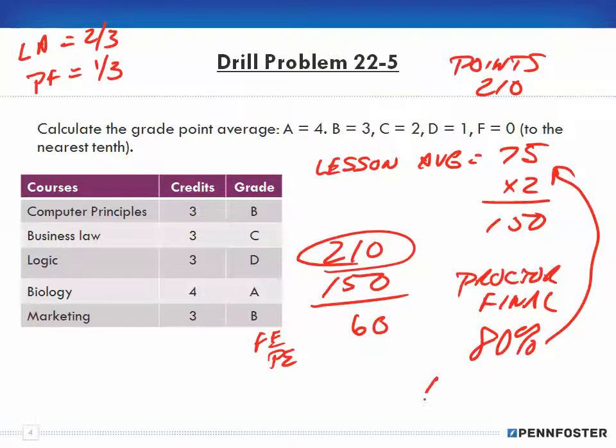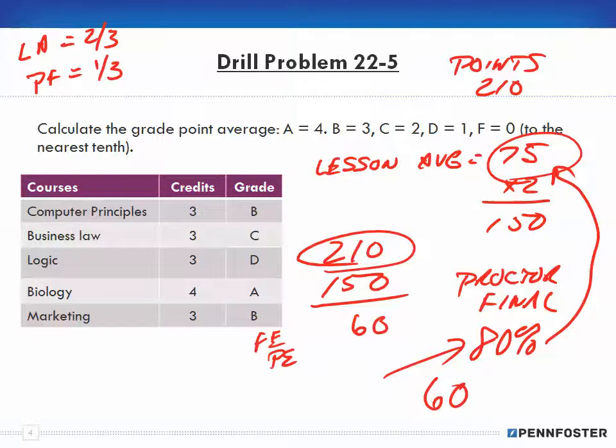That ends up being exactly a 60. Okay, but notice I had said that's the most, and remember, it's just a subjective opinion. The most that you're going to get is an 80%. It doesn't mean that's the highest you're going to get. I mean, there are students who actually get better than their lesson average on their proctor exams, okay?